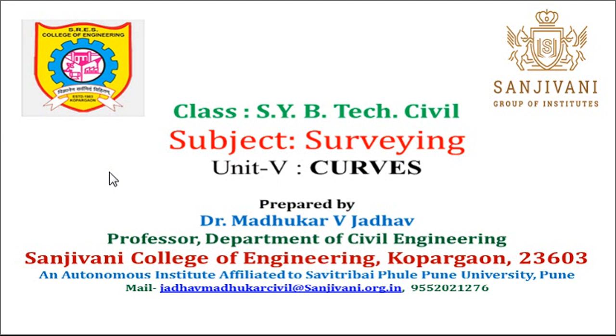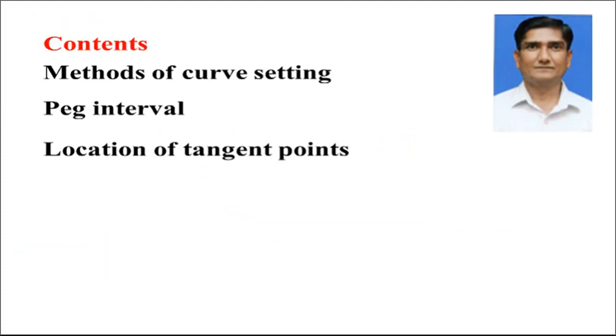In the previous lecture, we studied the designation of a curve by arc definition and by chord definition. We also saw the different elements of the circular curve. In this lecture, we are going to study methods for curve setting, what is meant by peg interval, and the location of tangent points in a circular curve.